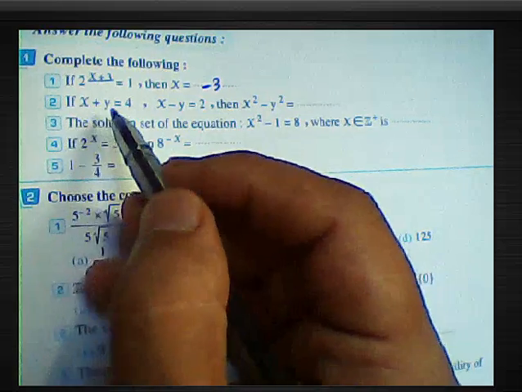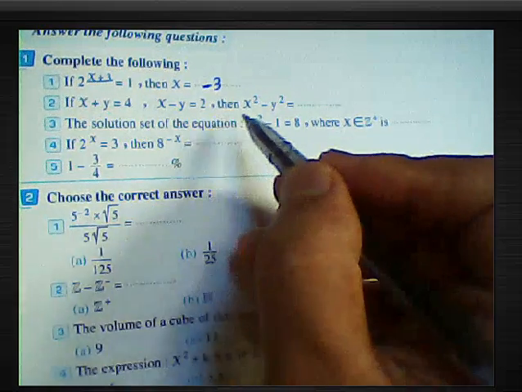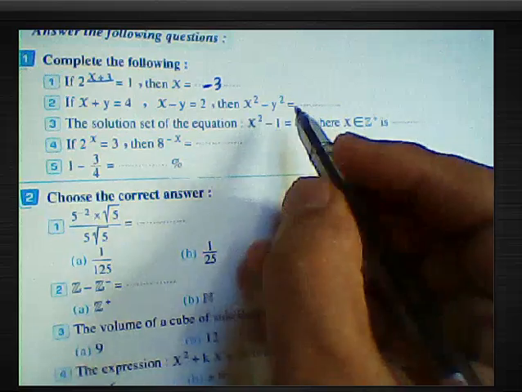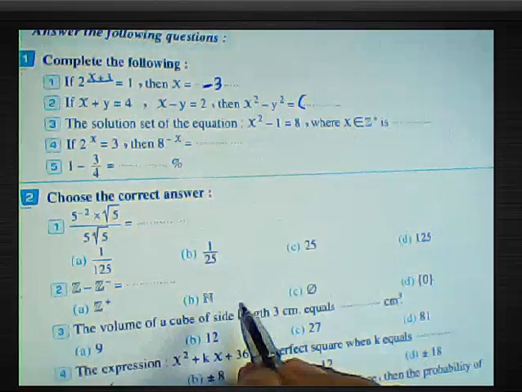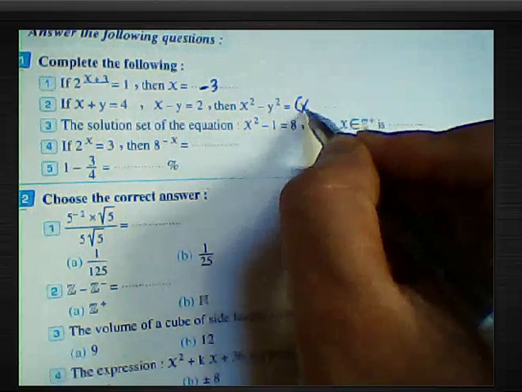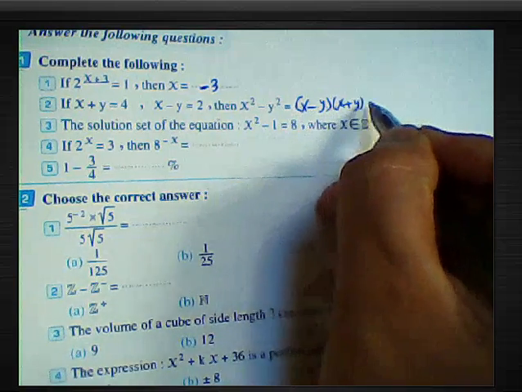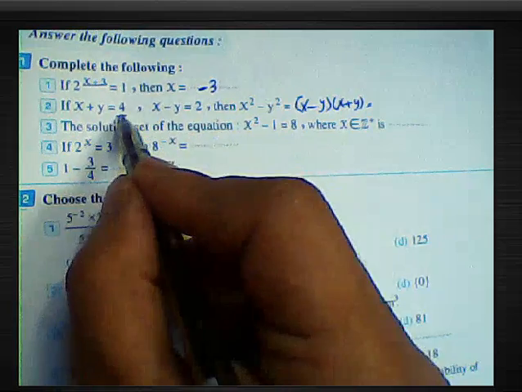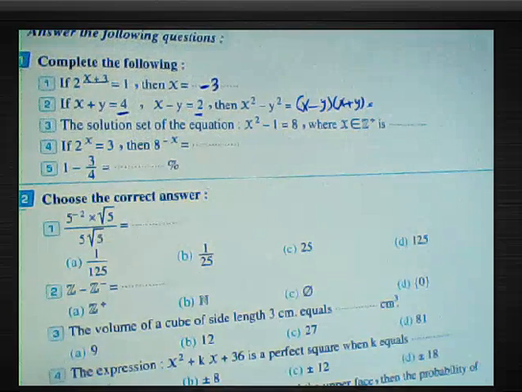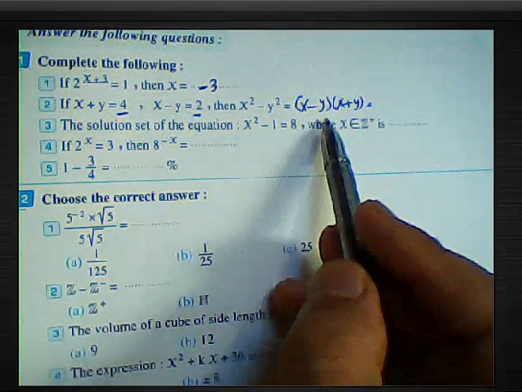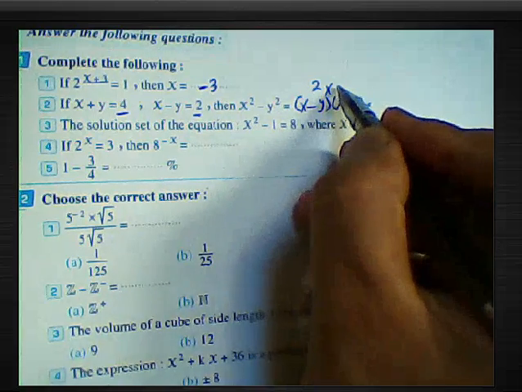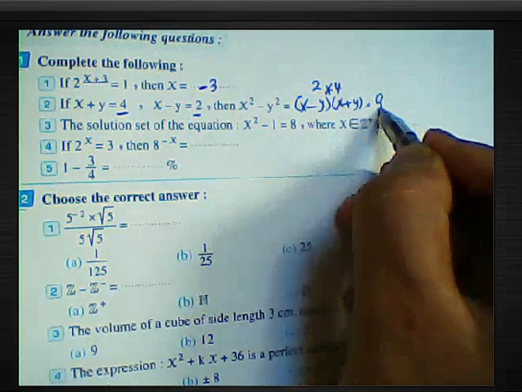If x plus y equals 4 and x minus y equals 2, then x power 2 minus y power 2 equals, we can factorize it into two expressions: x minus y multiplied by x plus y. The result will be 4 times 2, because x minus y equals 2, so it equals 8.